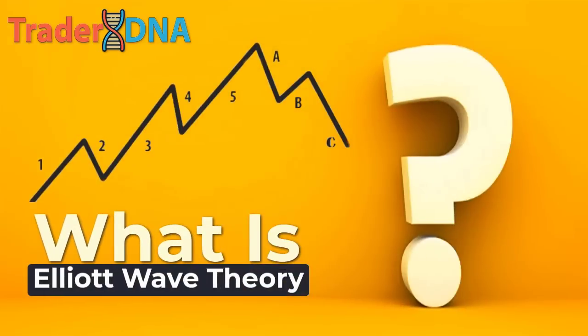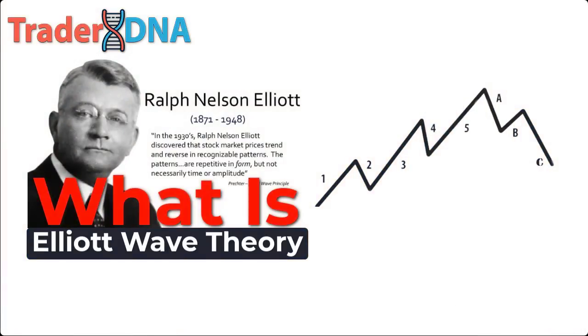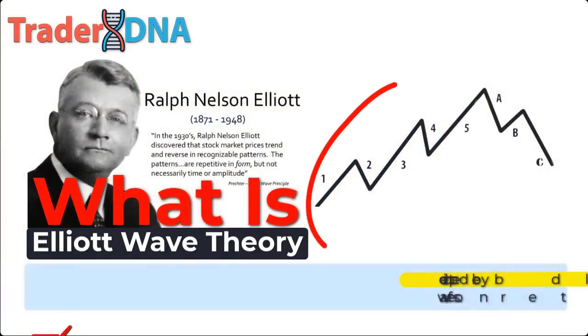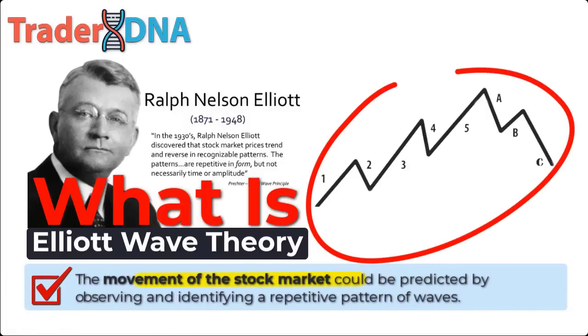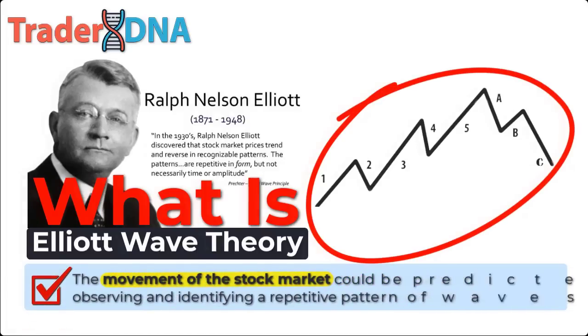What is Elliott Wave theory? The Elliott Wave theory was developed by Ralph Nelson Elliott, who was an American accountant and author. He was inspired by the Dow theory and his observations of nature to conclude that the stock market's movement could be predicted by identifying a repetitive pattern of waves.